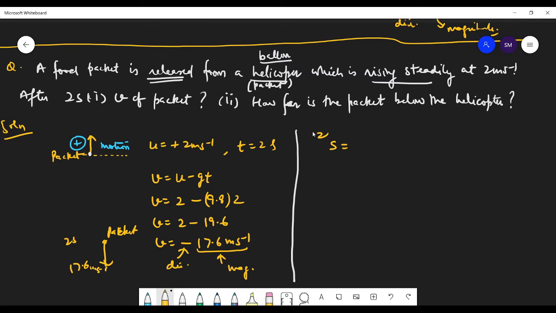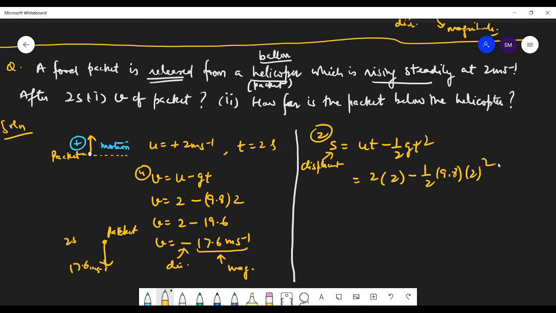Second part, how far is the packet below the helicopter? So that's the beauty of the second equation. S is equal to ut minus half gt square. So you need not worry where the packet is going. This is just the displacement from the original position it is telling you. So that is equal to u is 2 into time is 2, minus half into 9.8 into t square. So this comes out to be 2 into 2, 4, minus, this 1 by 2 will cancel out, so only 19.6. So 4 minus 19.6 is minus 15.6. Yes, that's the beauty of it.